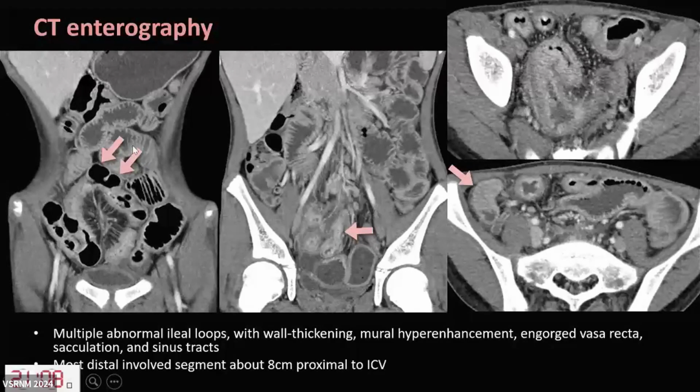And on this CT, we see that there are multiple ileal loops with wall thickening and hyperenhancement. And there are engorged mesenteric vessels. We call it the engorged vasa recta. And here are some typical skip lesions and sinus tracts on the mesentery. And also, we identify the most distal involved segment. It's about 8 centimeters proximal to the ileocecal valve. This can be reached by ileocolonoscopy.